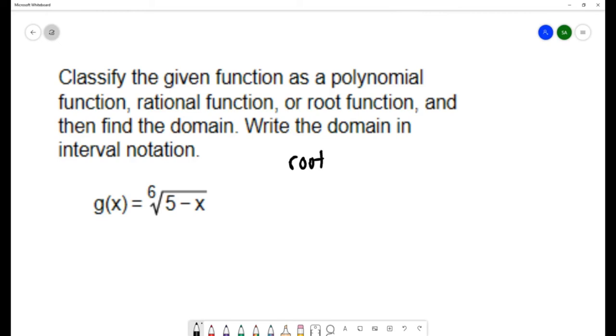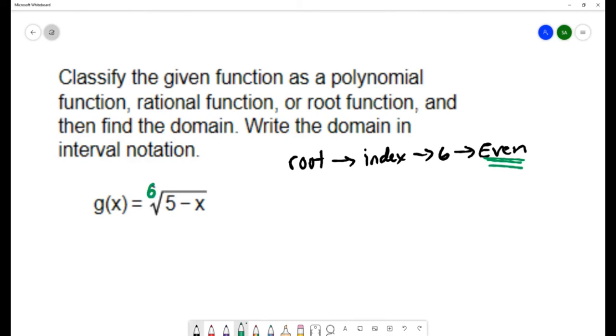And then we need to get more detailed and focus on the index of that radical. The index is the number here on the radical, and we have an index of 6. So it's important to identify whether that index is even or odd, and this number is even. The reason why it's important to do that is because we have restrictions on having an even index, but we don't have restrictions on an odd index.